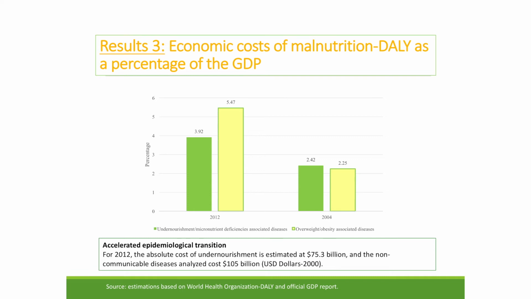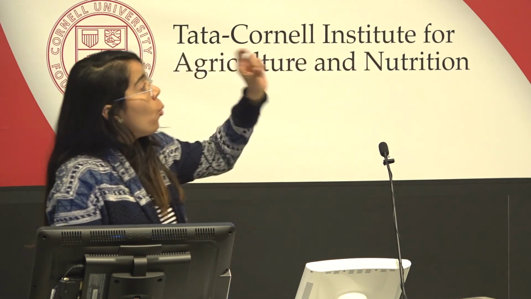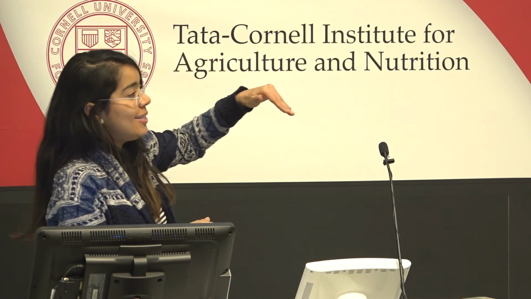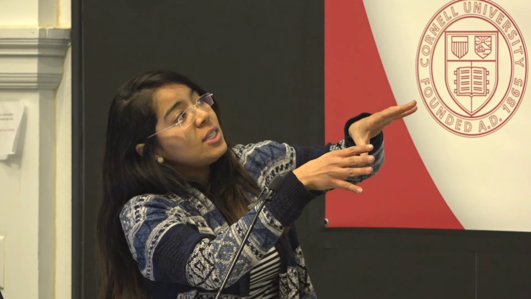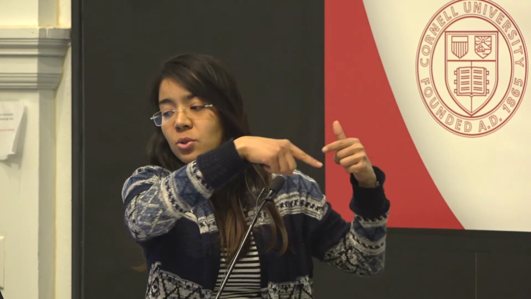Finally, the economic costs of malnutrition show something interesting: there is a switch between 2004 and 2012 in the relative burden of overweight and obesity compared to undernourishment. In 2004, the burden in terms of monetary costs of undernourishment was higher than that of the diseases associated with overweight and obesity. That was the case in 2004. There is a switch in 2012, which is very impressive since, again, it is a short period of time.